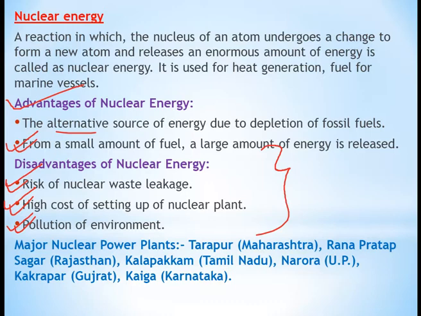Now, there are some major nuclear plants in India, so let's have a look at them. Tarapur in Maharashtra, over there we have one nuclear plant. Rana Pratap Sagar in Rajasthan, we have one nuclear plant. Kalpakkam in Tamil Nadu, Narora in UP, Kakrapar in Gujarat and Kaiga in Karnataka. In these states and in these places we have nuclear power plants.